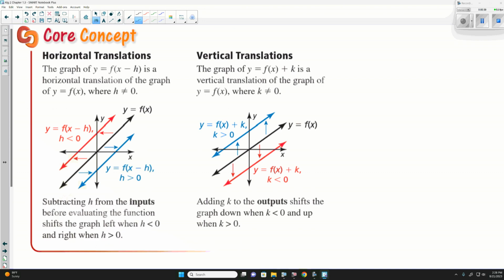Now, what we're doing today is applying transformations. So instead of just identifying, we're actually going to apply the transformations to the functions. The first transformations we're going to apply are the translations, vertical and horizontal. And these two equations here are going to be very helpful in applying the transformations to the function.